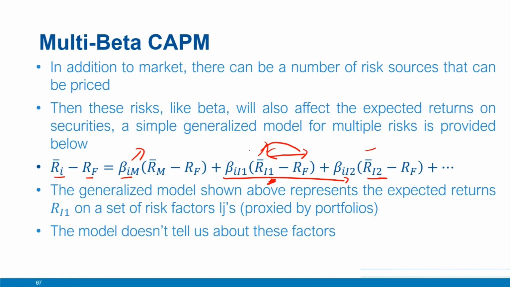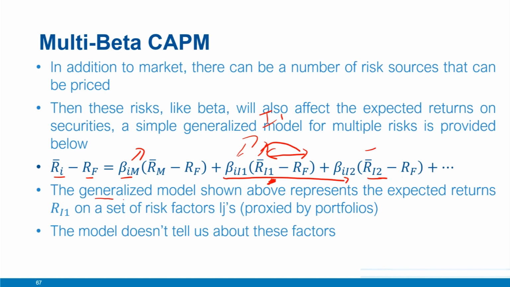What we are essentially saying is that if there is a portfolio that hedges away these systematic risk influences, let's say I1 is the inflation risk. So if there is a portfolio that hedges your inflation risk, then beta_I1 is the sensitivity to this portfolio.